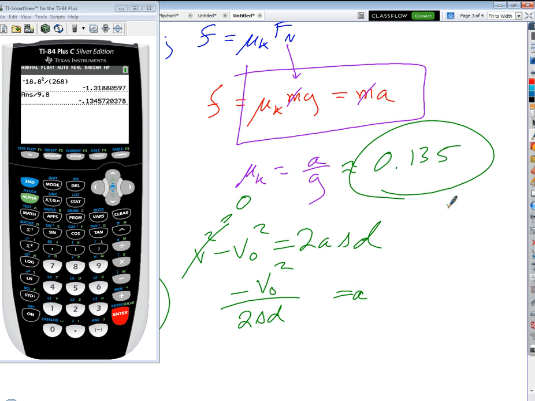There are no units. Look, it's acceleration over acceleration, which makes sense because coefficients are unitless. You said there's no units? No units, yeah, it's just a number.